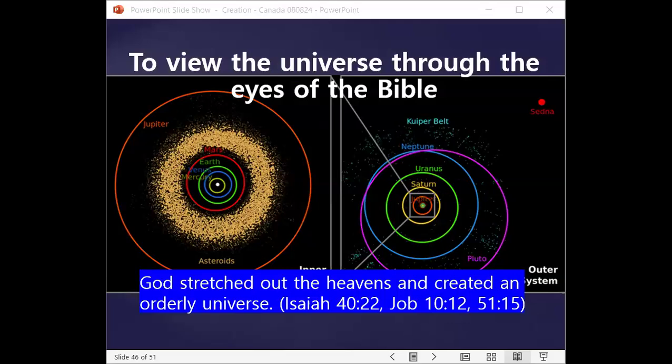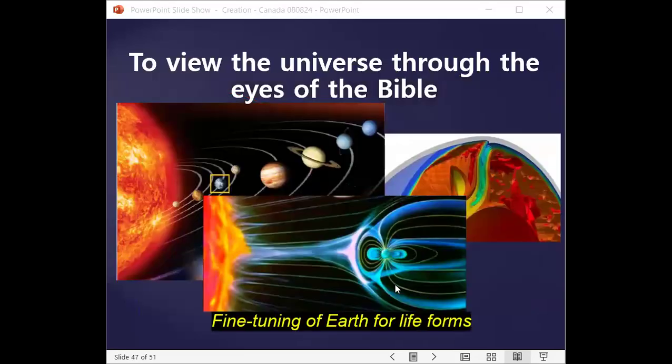Kepler's planetary motion laws describe the planets' orbits around the sun. Likewise, many aspects of celestial mechanics in space can be described using mathematical equations. All of these can be described using mathematical equations. The Bible says God stretched out the heavens and created an orderly universe. And I have not had time to talk about the fine tuning of Earth today, but you'll be amazed if you see how finely tuned the Earth is to support life.